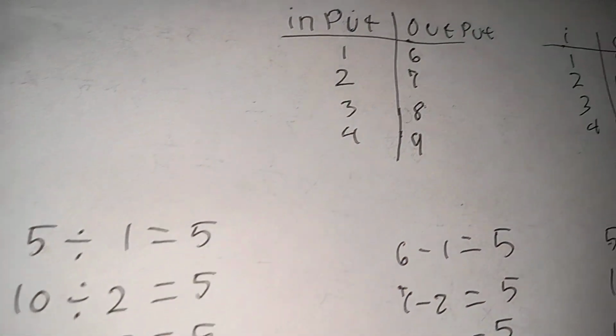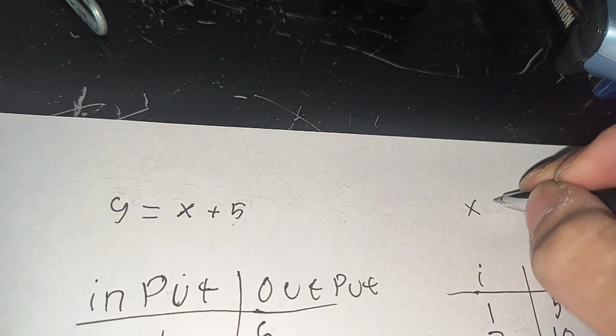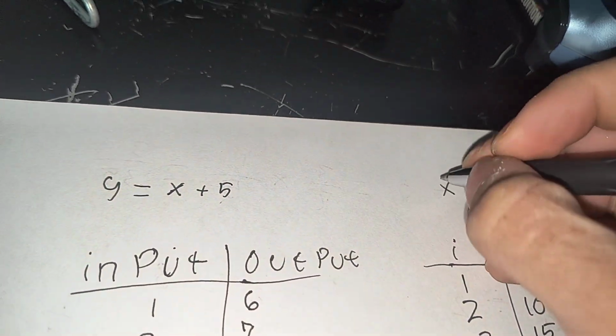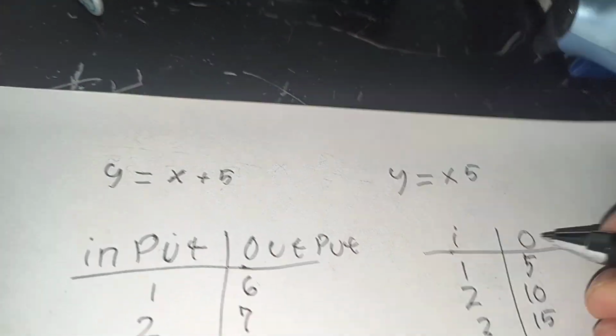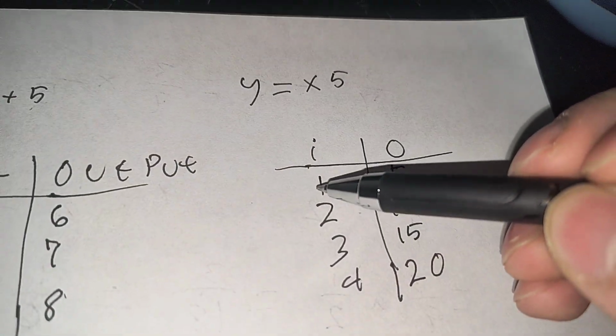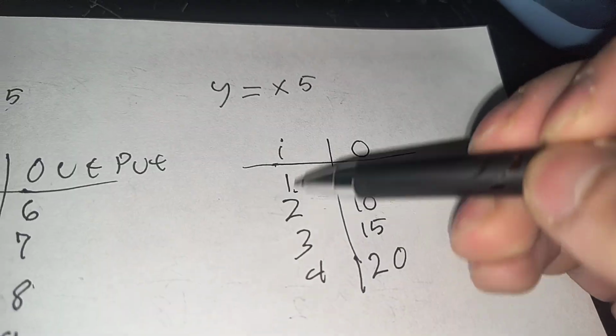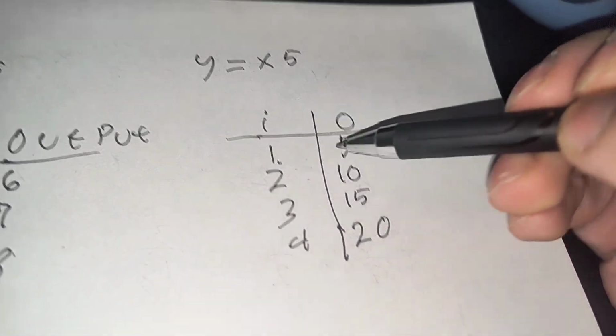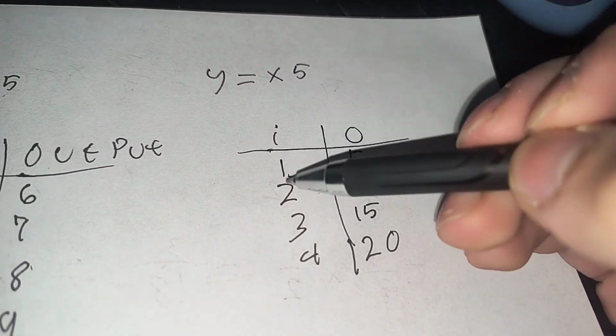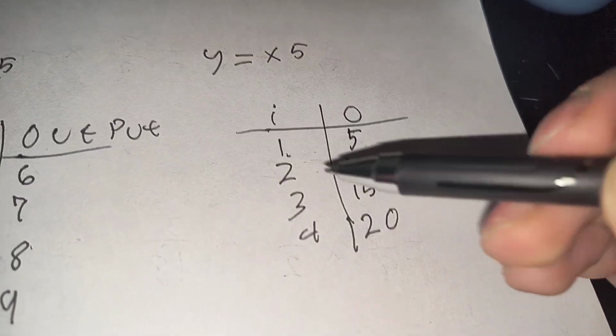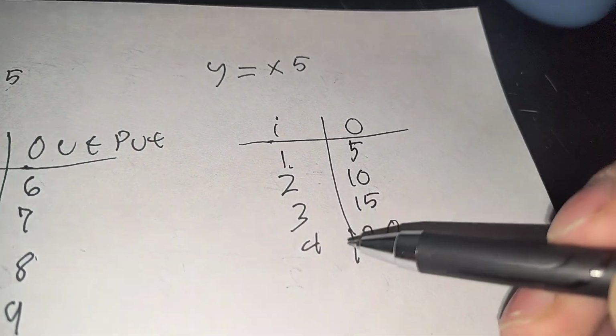That means that we'd have to multiply x by 5 to equal y, the output. Which means that 1, which is x in this case, multiplied by 5 is 5. 2 multiplied by 5 is 10. 3 multiplied by 5 is 15. 4 multiplied by 5 is 20.